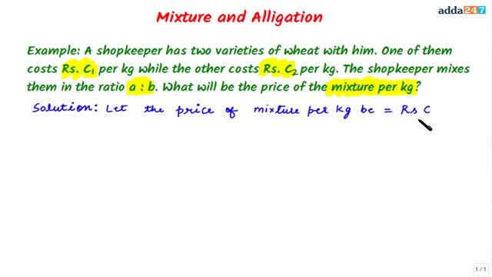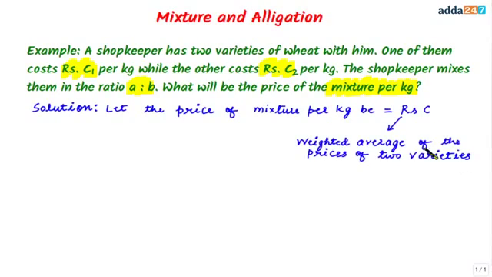Let the price of mixture per kg, which we have to find here, be rupees C. And this price C will be the weighted average of the prices of the two varieties of wheat which are given in the question. Now what is weighted average? C will be given by A multiplied by C1 plus B multiplied by C2, divided by A plus B. You can call this your first equation.